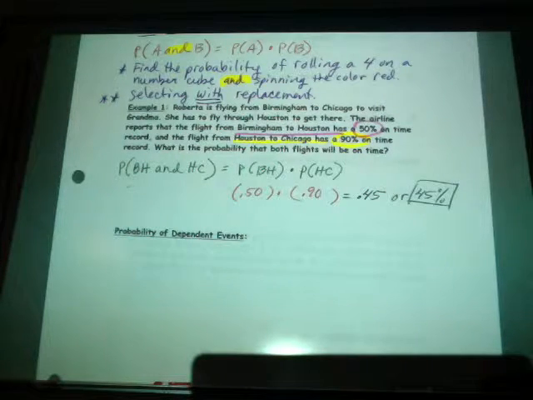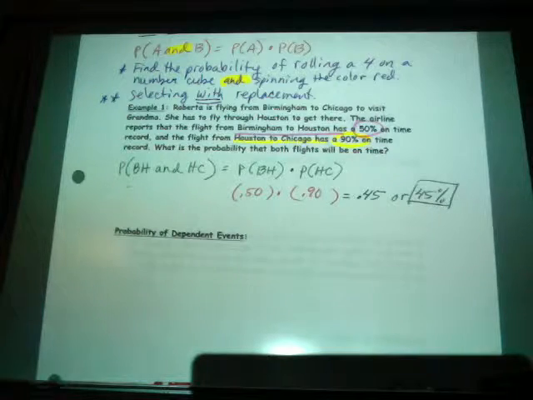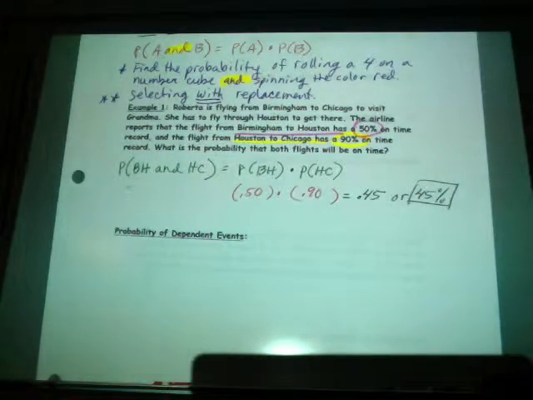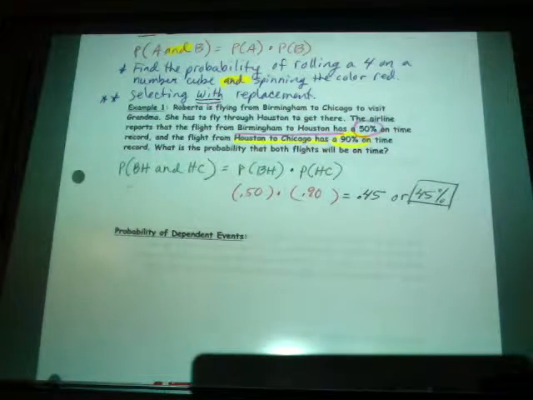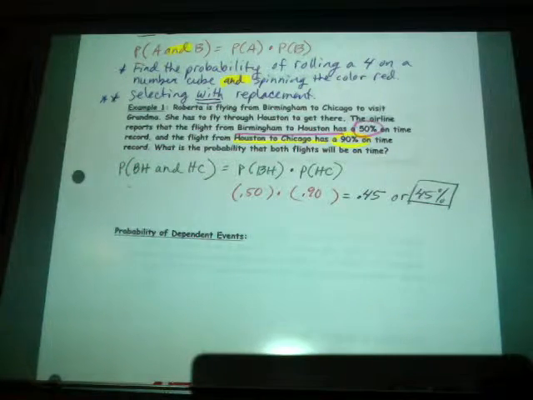So what's holding her back? Which one? Birmingham to Houston, right? Alabama. Where's Houston? Texas. Where's Chicago? Great state of Texas. Seriously, you don't know where Chicago is? Please tell me that's not true.